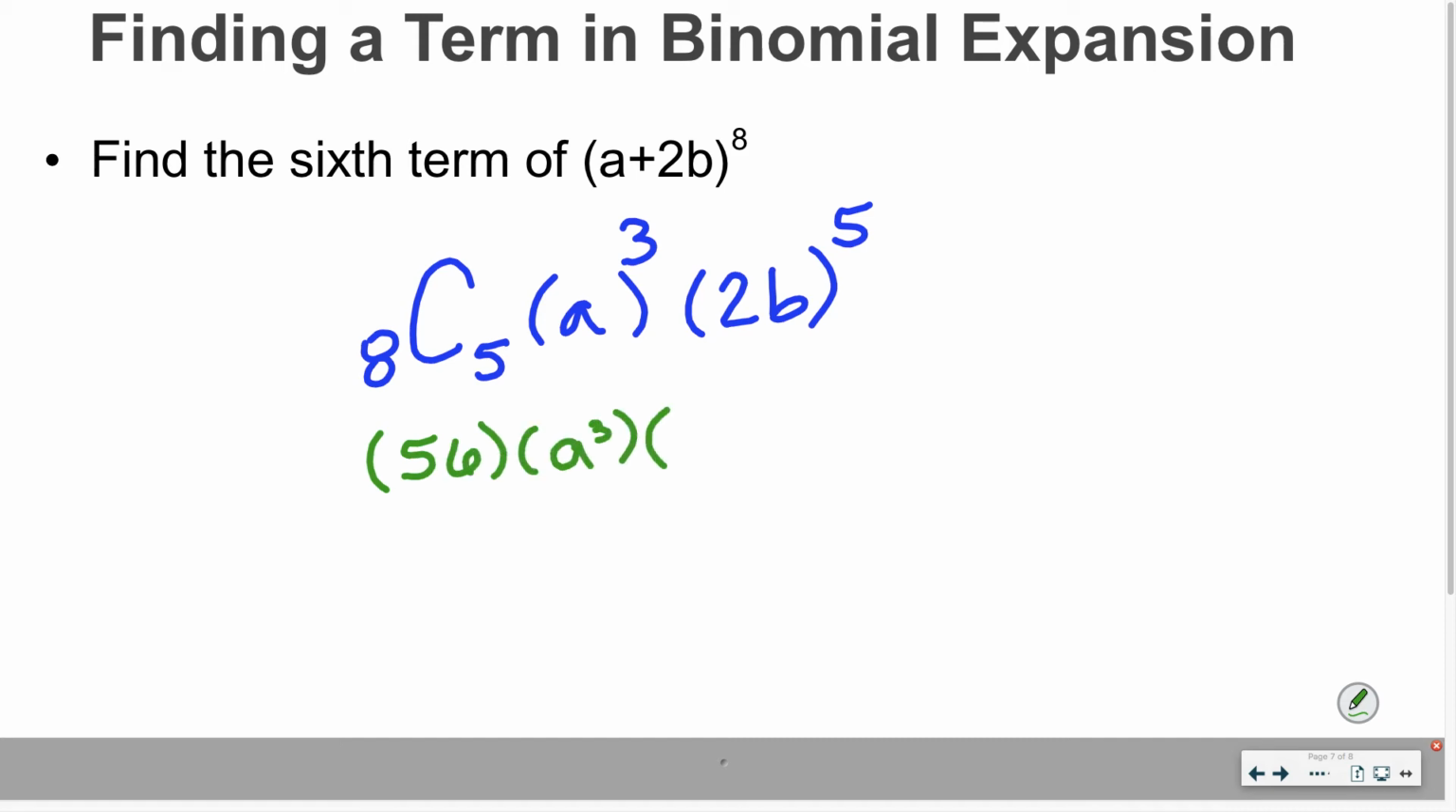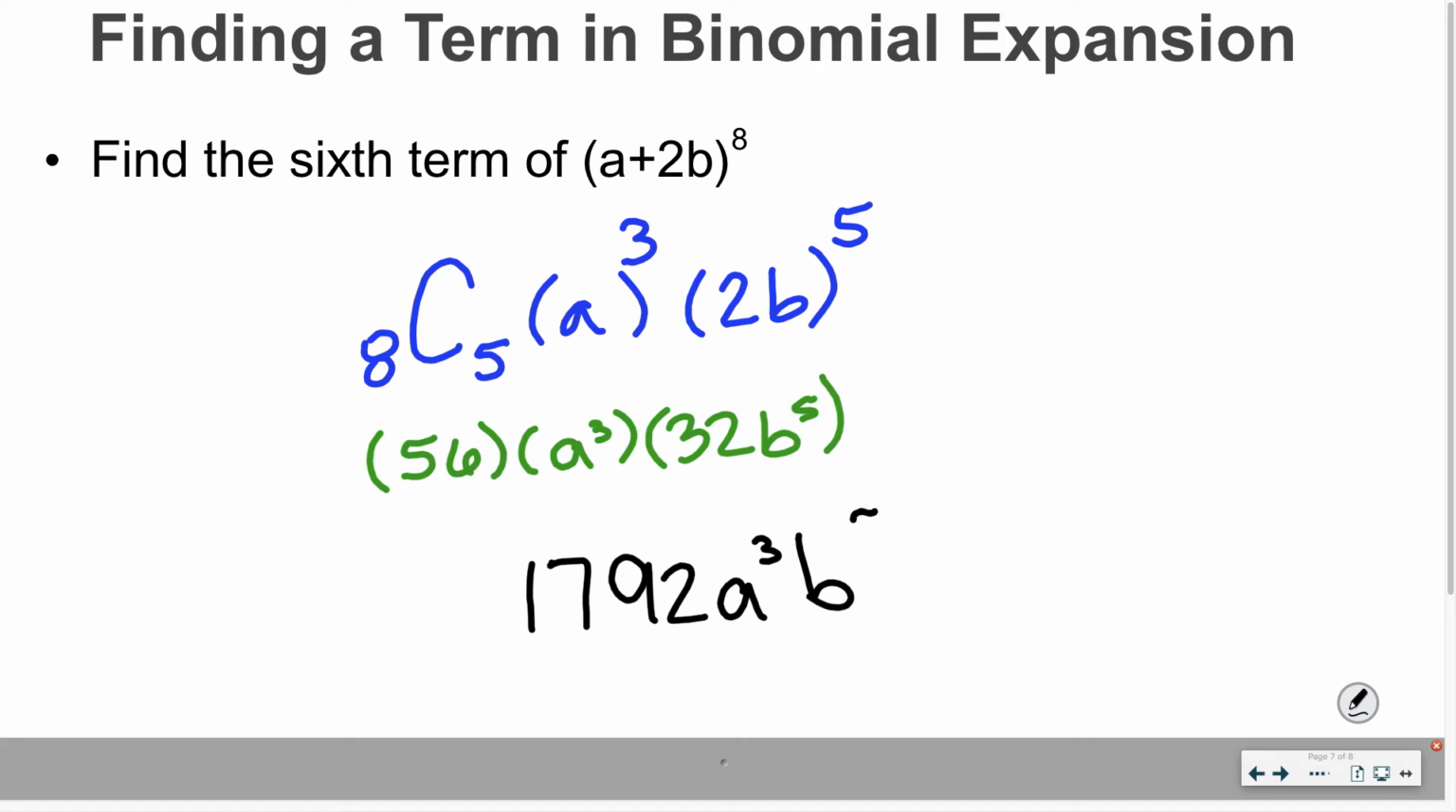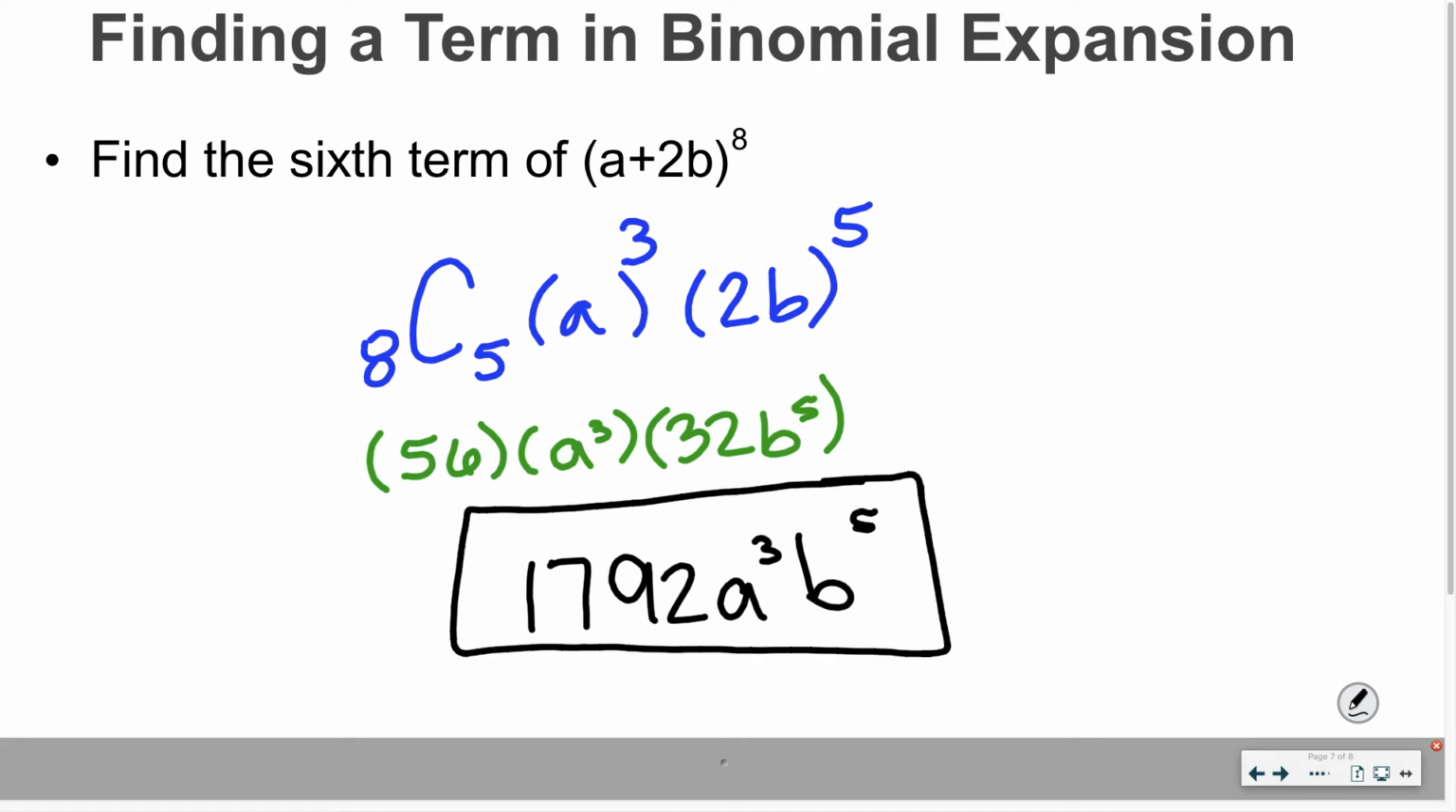But don't forget that that 2 attached to b is being raised to the 5th power. What's 2 to the 5th? 32. So what is 32 times 56? 1,792. Without having to expand everything, we have a term.